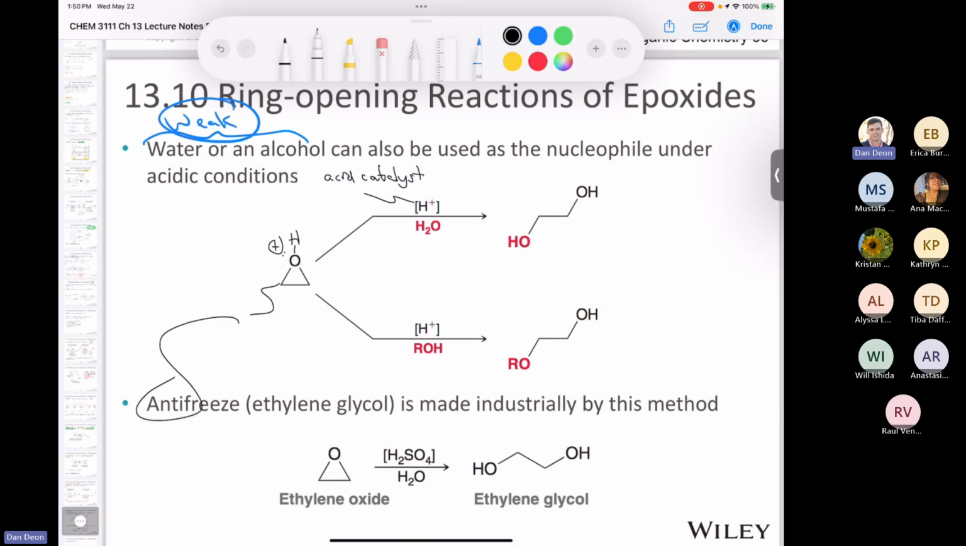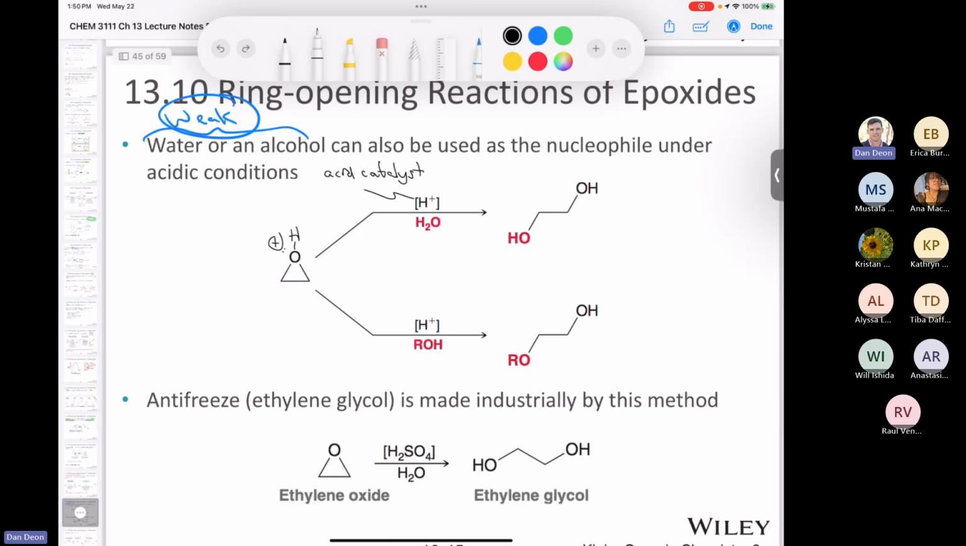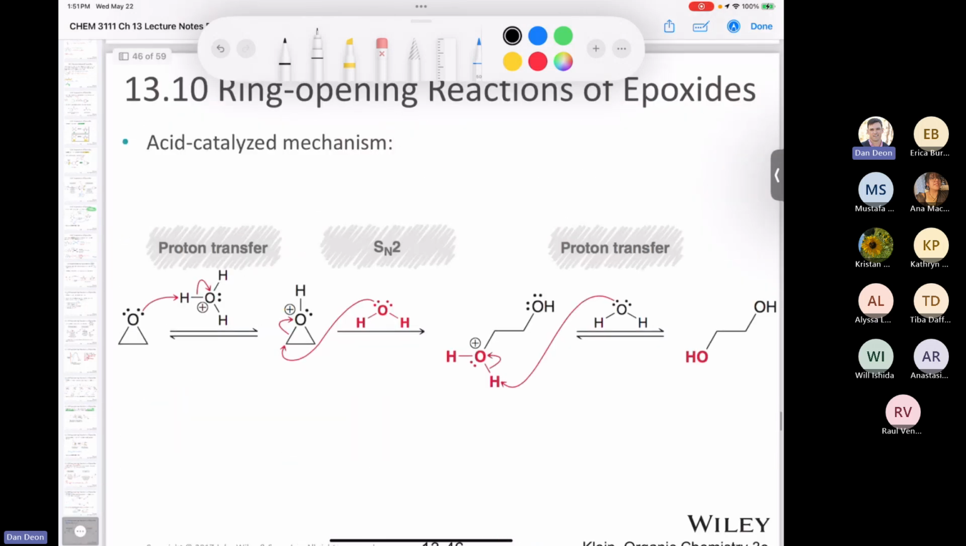Now the carbons are delta plus. They're like, I am ready for an attack. So now your water molecule can come in and open the ring, and then you do a proton transfer, and you end up with this diol here. Or in this case, they're showing an alcohol coming in as your nucleophile. So it says here that antifreeze, ethylene glycol, is actually made this way. They take ethylene oxide and treat it with a catalytic amount of sulfuric acid and water, and you're done. Now it says here's the mechanism.